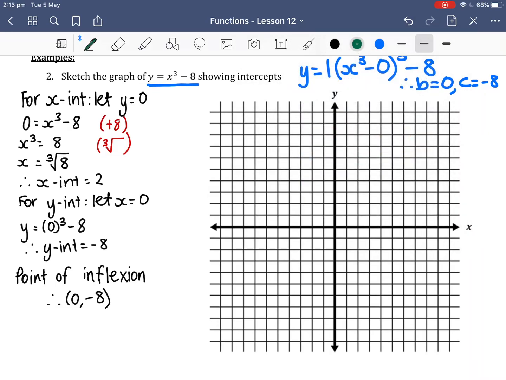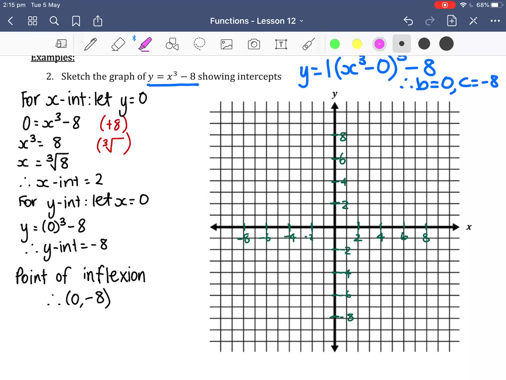What we need to do is work out an appropriate scale. So we're going to go down by 2s: minus 2, minus 4, minus 6, minus 8. And we're going to go across by 2s as well. So 2, 4, 6, 8. Going up by 2s, 2, 4, 6, 8, and across by 2s. Okay, so now let's sketch our function.